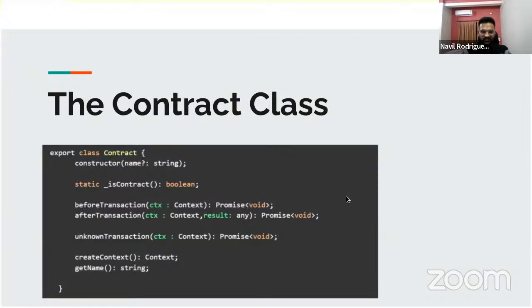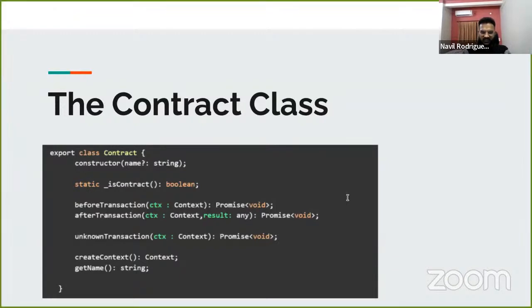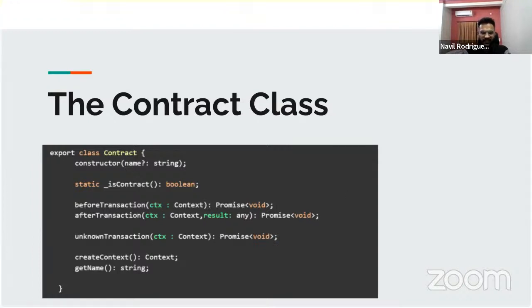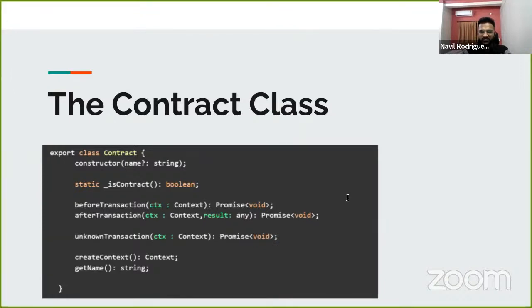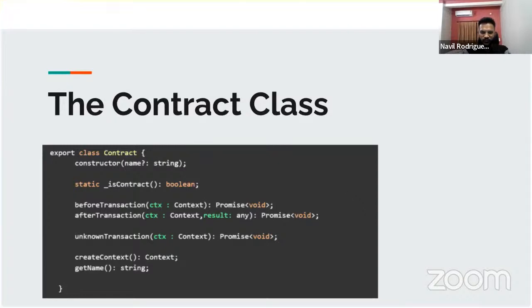Coming to the contract class, this is how the contract class is in the Fabric contract API. The first is the constructor. The constructor in the contract class accepts a name as an optional input parameter, which is used to name your smart contract. If the name is not provided, then the class name is used. Then we have the isContract method. This function is used to identify if the object passed as an input is of type contract. If it is true, it returns a successful check.